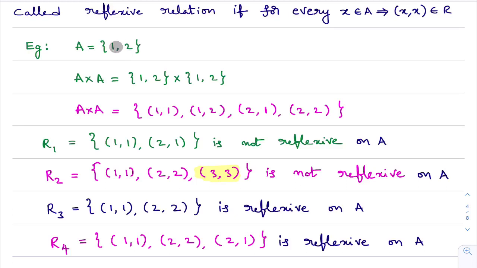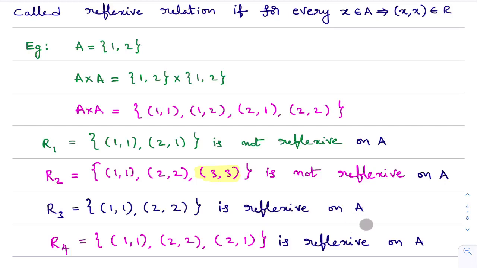1 you take. Ordered pair 1 comma 1 is there? Yes. 2 you take. Ordered pair 2 comma 2 is there? Yes, it is there. So, for every element in set A, I checked that ordered pair x comma x belongs to R or not. For every element in set A, ordered pair x comma x belongs to this relation. That's why this relation is a reflexive relation on set A.